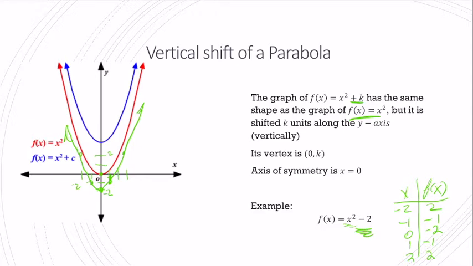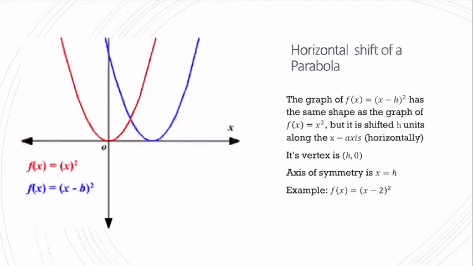We can also have a horizontal shift of a parabola. If I have f of x is x minus h squared, it has the same shape as the graph of f of x equals x squared, this graph is shifted h units along the x-axis, so horizontally, and its vertex is (h, 0). Okay, so let's take a look at f of x equals x minus 2 squared. What this graph is going to do, even though we're subtracting, it's going to shift it to the right 2. Let's take a look at how this affects our points on our parabola.